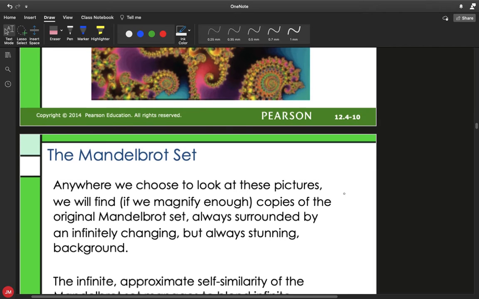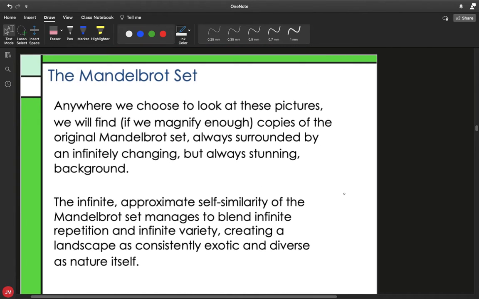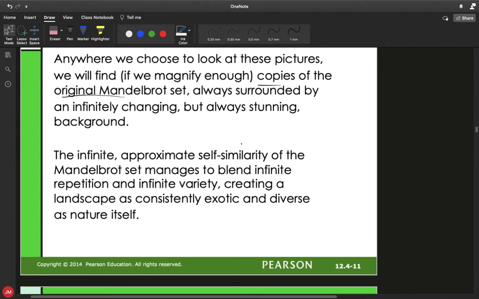So obviously, anywhere we would choose to look at these pictures, if we continue to magnify enough, we would continue to get those copies of the original Mandelbrot set, always surrounded by another changing, always stunning background, and you could continue to do this all the way around that original set. And so you've got the infinite and approximate self-similarities, which blend with the infinite repetition and infinite variety, creating this landscape that's exotic and diverse. It's almost as if it's a part of nature itself.